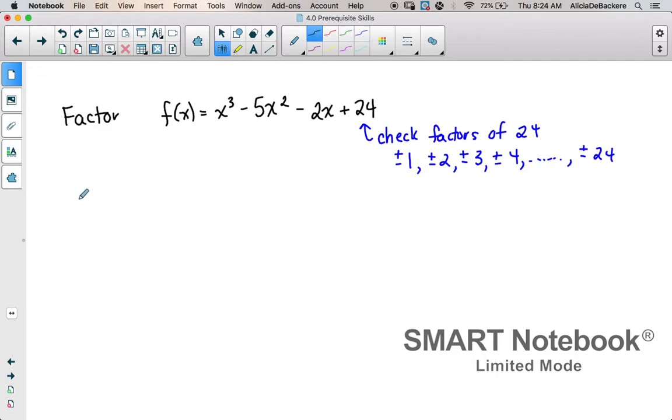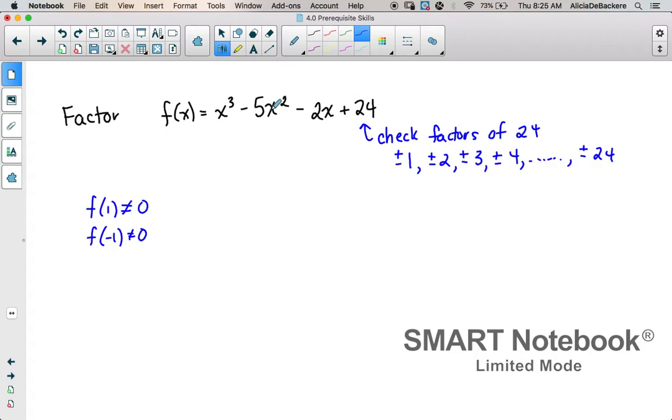And so I just go through the list, and I'm going to write down what I've tried so that I don't forget and end up double checking things. So when I plug 1 into this function, I would get 1 minus 5 minus 2 plus 24. That does not equal 0. What I'm looking for is a number that I plug in that'll make the equation equal 0. So I just keep trying numbers off of this list until I get something that equals 0. When I try -1, that doesn't equal 0, and I would keep going through here.